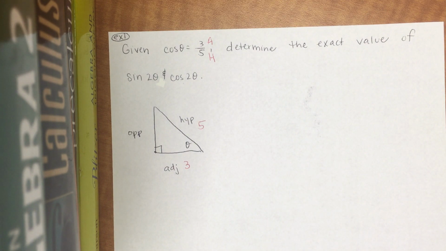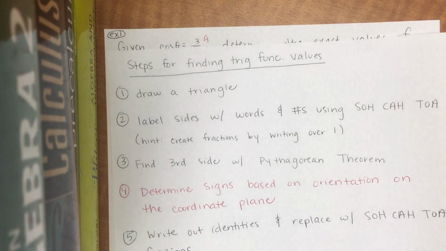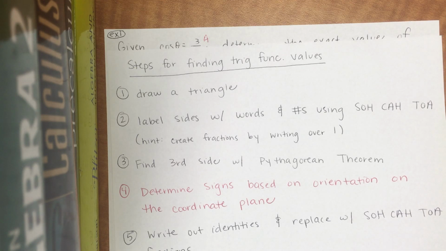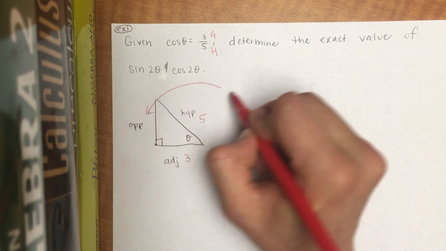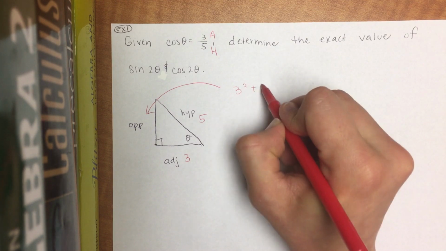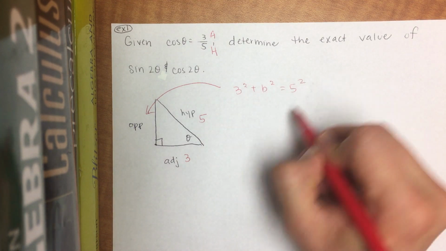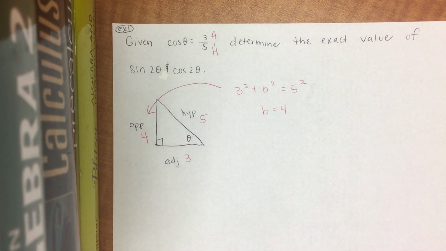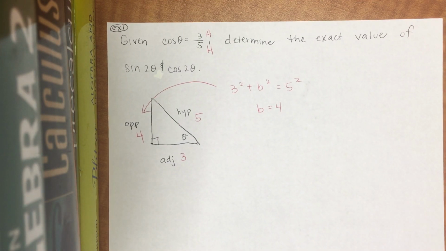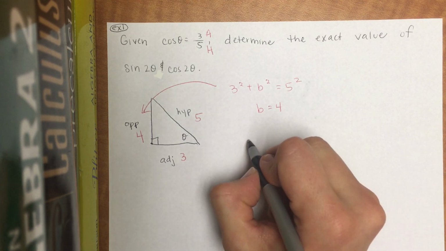We just did the first 2 steps. We drew a triangle and we labeled our sides using words and numbers. Now we need to find the third side with the Pythagorean theorem and then write out our identities. So third side with the Pythagorean theorem, I don't think I need to actually do this with you. You should end up getting that b equals 4. All right, last step. Now I'm finally ready to find sine 2 theta and cosine 2 theta.